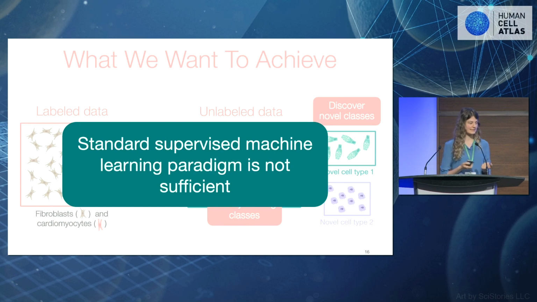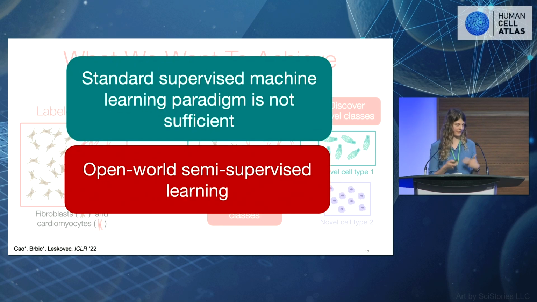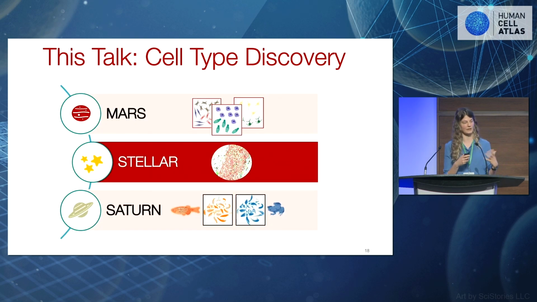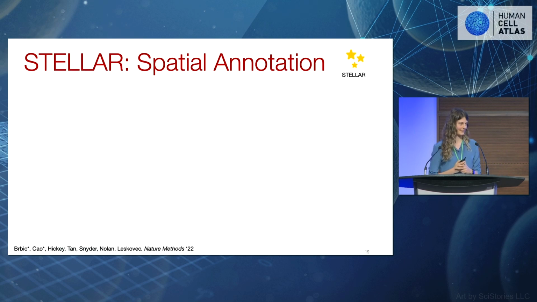So to achieve this, the standard supervised machine learning paradigm is not sufficient, so we propose an open world semi-supervised learning paradigm. Again, I won't go into math details in the interest of time, but we design a specialized objective function that allows us to do this. But I will show you next how we apply this for annotating spatially resolved single cell data, which brings us to the method that we call Stellar.